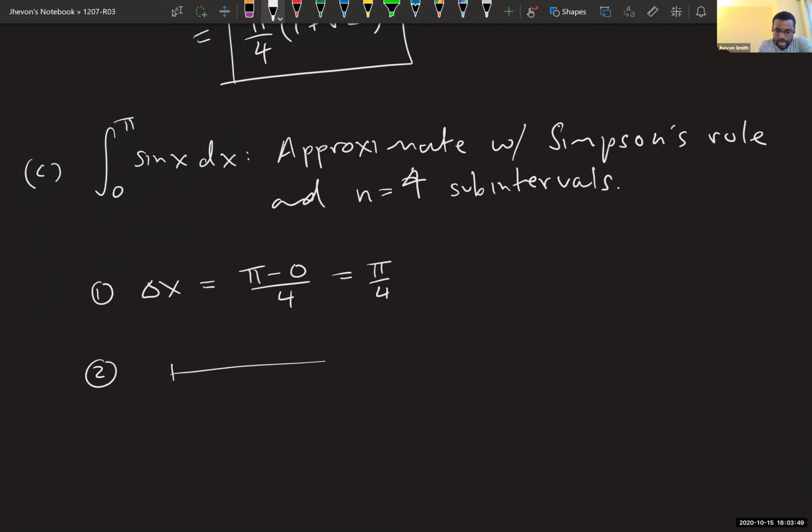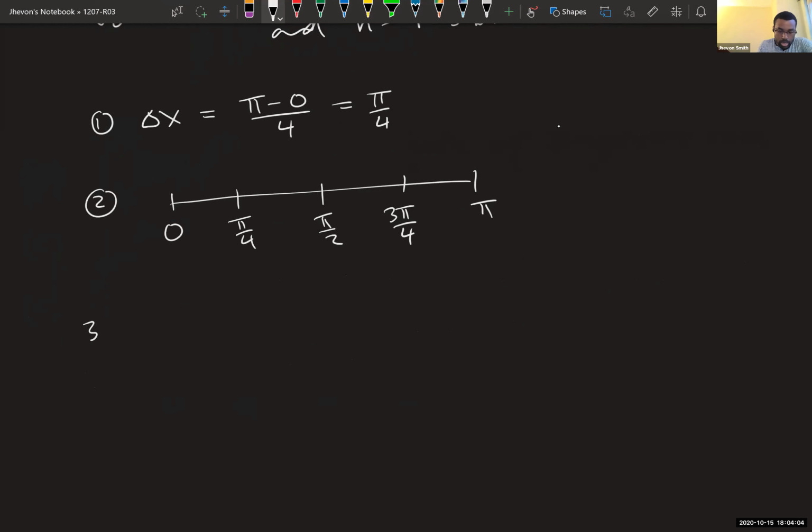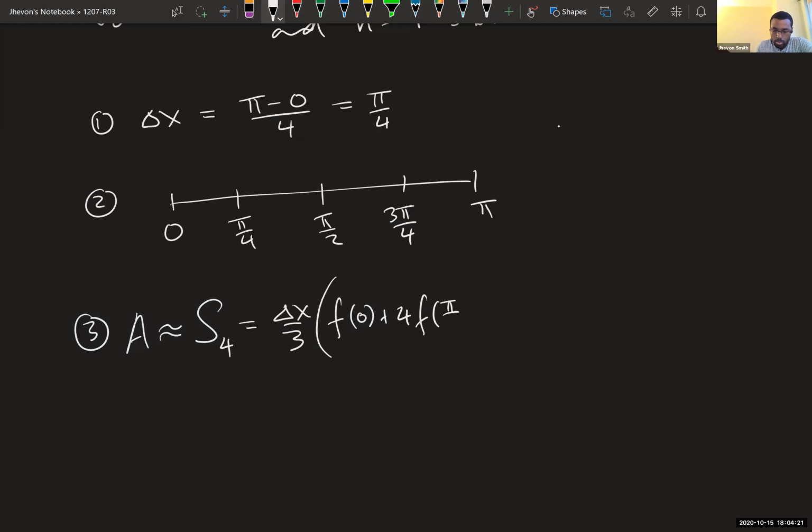Then you're going to find your xi. I know I start at 0 and pi. I want to split it into 4 equal pieces. I keep adding pi over 4. Then I know my formula. My area is going to be roughly the Simpson's rule approximated on 4, which is given by delta x over 3 times f of 0 plus 4 f of pi over 4 plus 2 f of pi over 2 plus 4 f of pi over 3 plus f of pi.